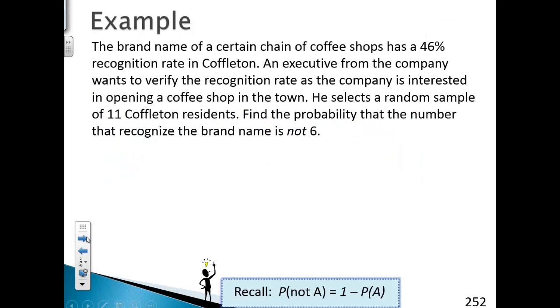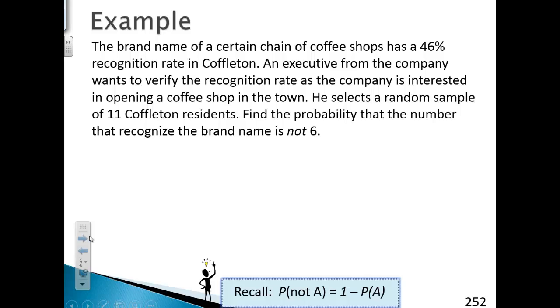In the next example, we have a brand name of a certain chain of coffee shops that has a 46% recognition rate. An executive from the company wants to verify the recognition rate as the company is interested in opening a coffee shop in the town. He selects a random sample of 11 residents. Find the probability that the number that recognized the brand name is not 6.